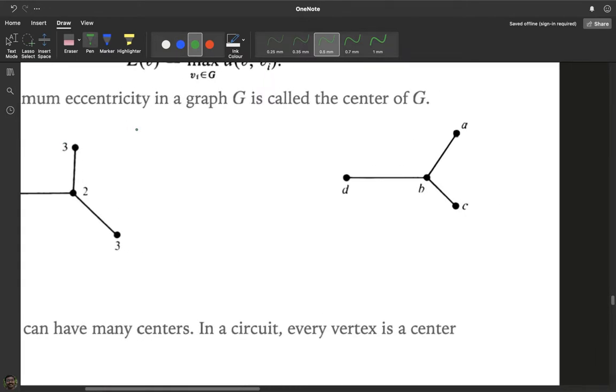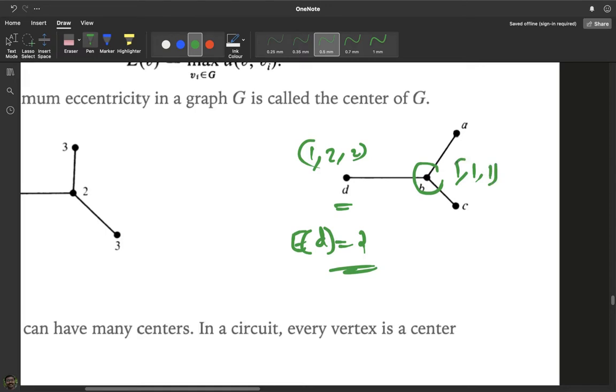Suppose I am taking a vertex D, then I am writing the distance of D from all other vertices. So distance of D to B is 1, distance of D to A is 2, distance of D to C is again 2. Okay, so the maximum of all these distances is called the eccentricity of D. That is actually, in this case, 2. Similarly, suppose I am taking the vertex B. Let us try to find the eccentricity of B. Let us write the distance of B from all other vertices. Distance to A is 1, distance to D is 1, distance to C is 1. So the maximum distance here is 1. So eccentricity of B is 1.